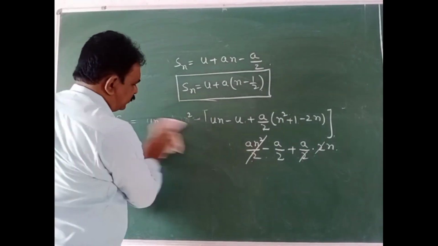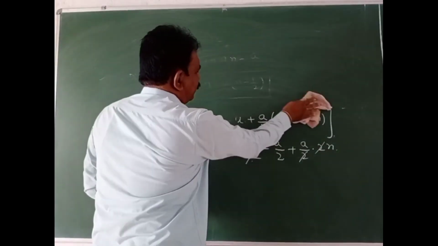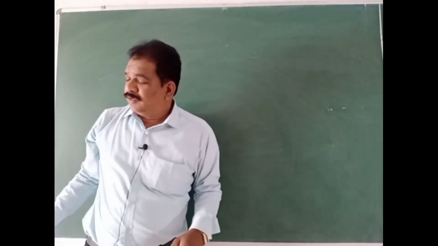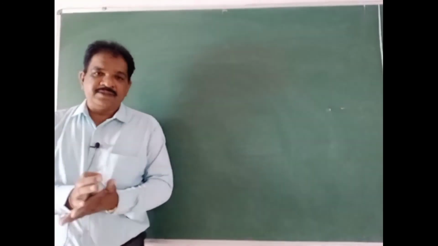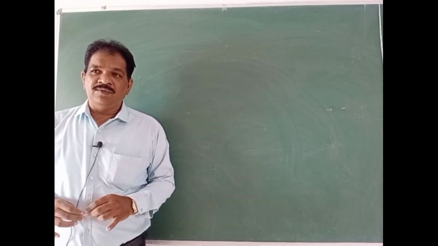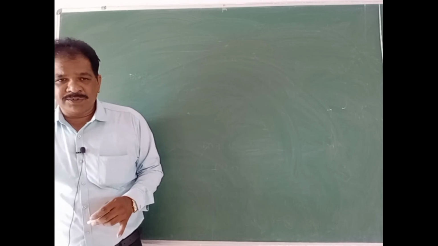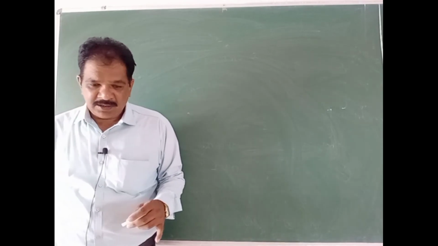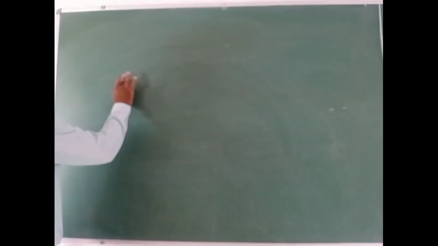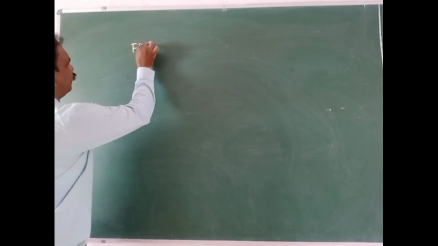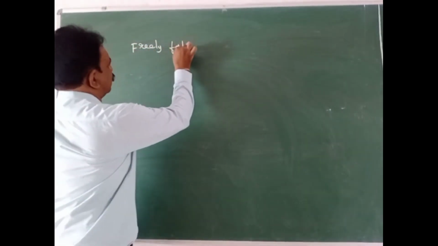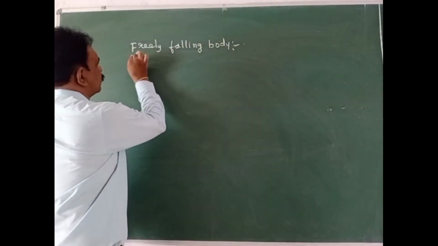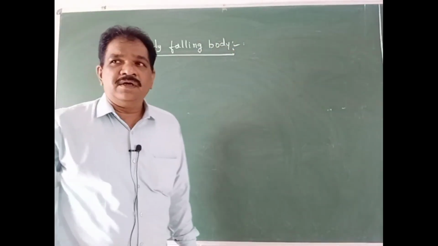Next, we'll discuss what is meant by freely falling body, what is meant by vertically projected body, and at the end graphs we will discuss. With using the graphs, how to derive equations of motion, one by one we will discuss. First of all, what is meant by freely falling body? What is the meaning of this?